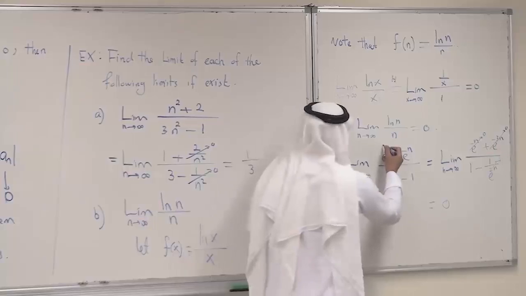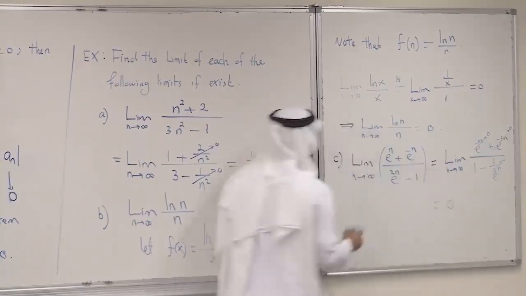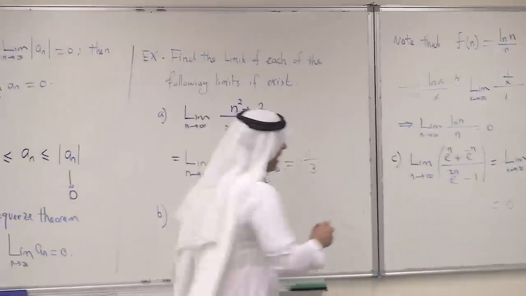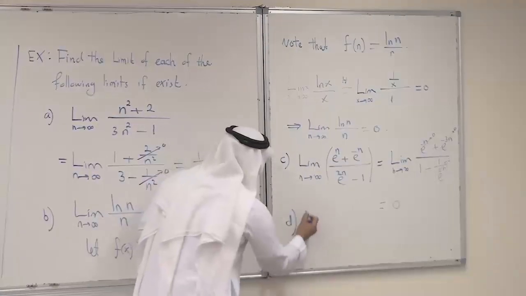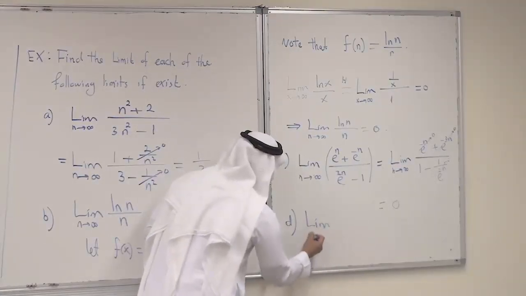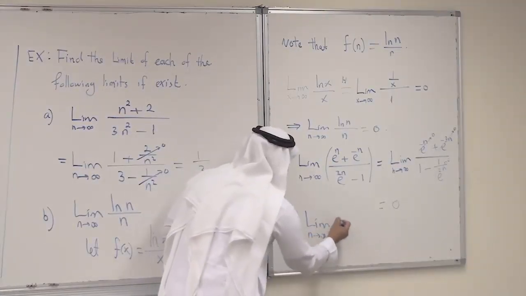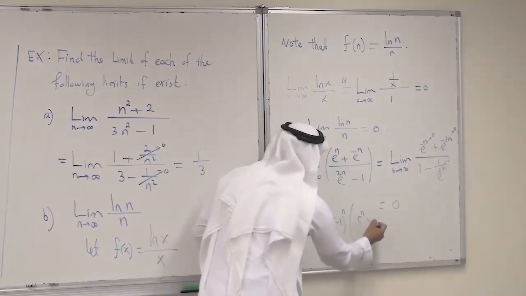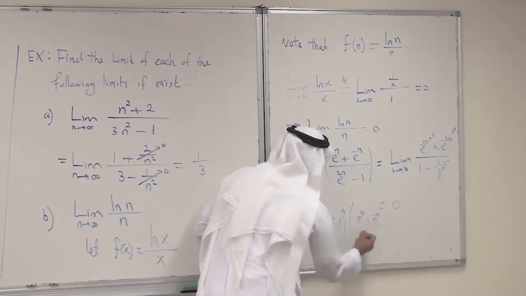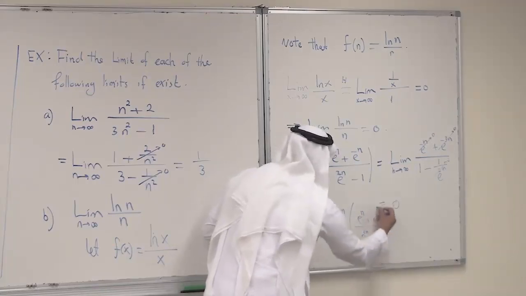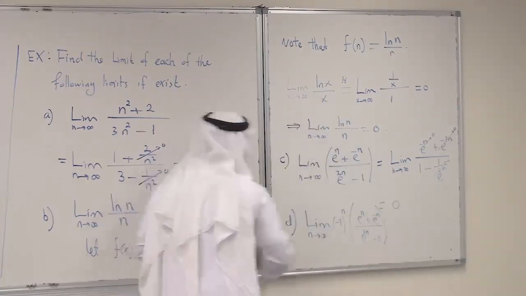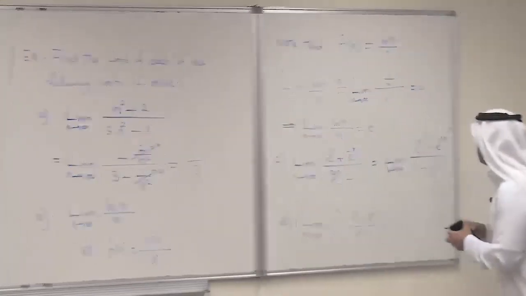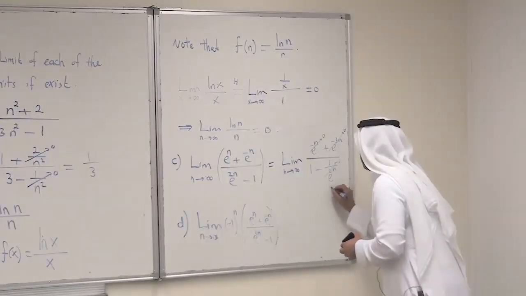Now let us do one slight modification for this exercise. What happens if I multiply all of it by minus 1 to the n? I call it part D. I leave it for you to think about. This is the limit as n goes to infinity of minus 1 to the n times e to the n plus e to the power minus n divided by e to the power 2n minus 1. That is not a difficult one. The previous one is equal to 0.